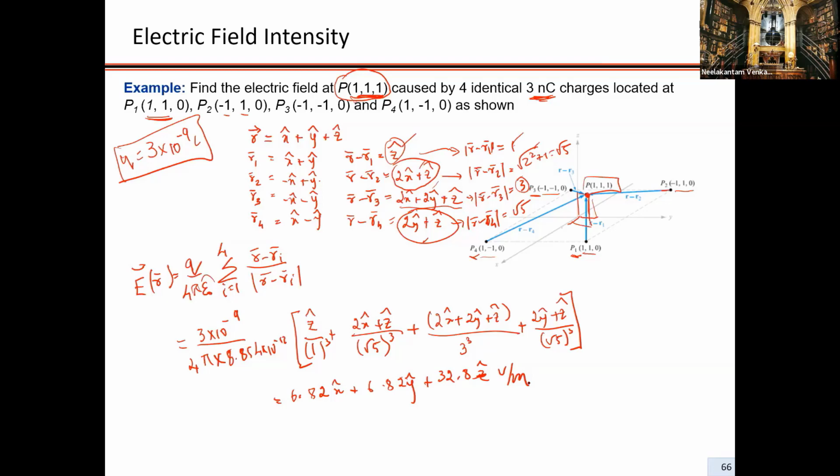And in this case, in those 4 locations, all the charges were the same, 3 nanocoulomb. If they were different, then instead of q, you would be multiplying by qi. In this case, all the qi turn out to be the same. That's why you could bring the q out.